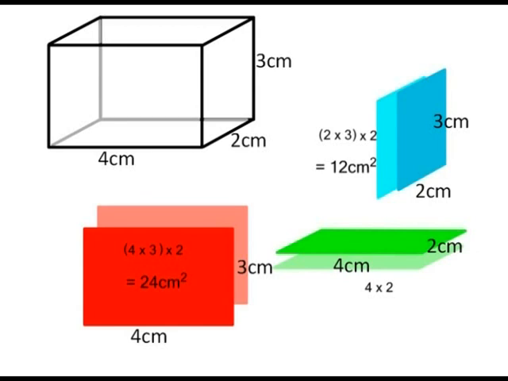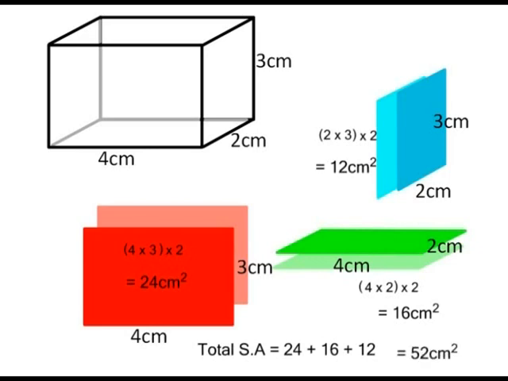This is 4 times 2, that is 8 square centimeters, but there are 2 of them, and that makes it 16 square centimeters. And so the total surface area is 24 plus 16 plus 12, and that gives us 52 square centimeters.